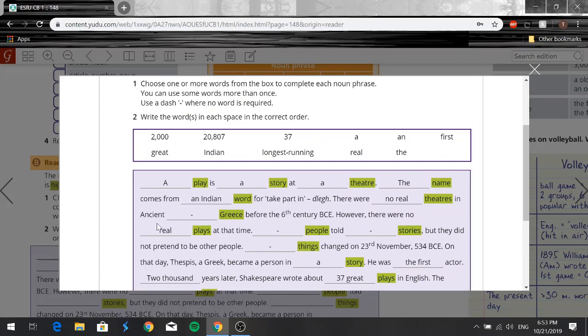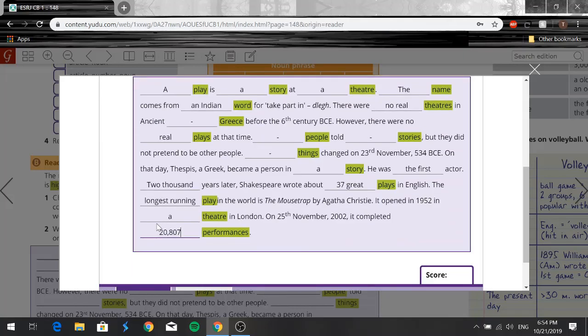A play is a story at a theater. The name comes from an Indian word for take part and lay. There were no real theaters in ancient Greece before the 6th century BCE. However, there were no real plays at that time. People told stories, but they did not pretend to be other people. Things changed on 23rd November 534 BCE. On that day, Thespis, a Greek, became a person in a story. He was the first actor.